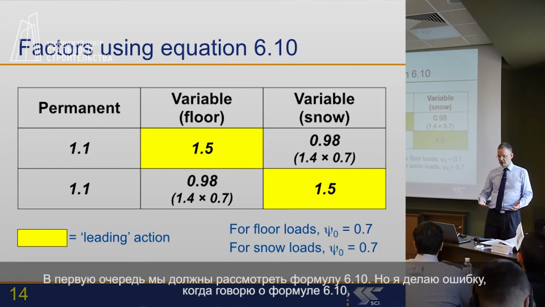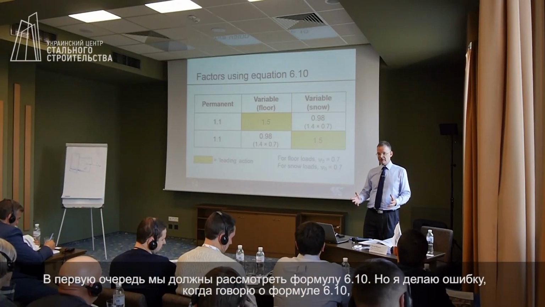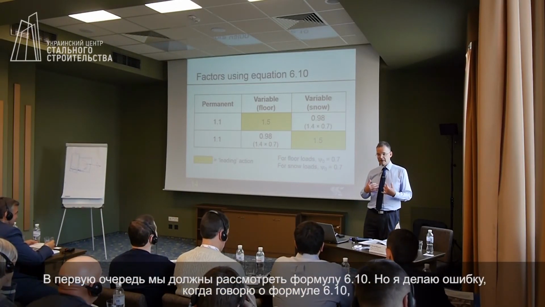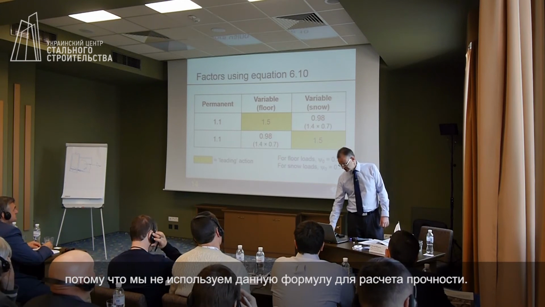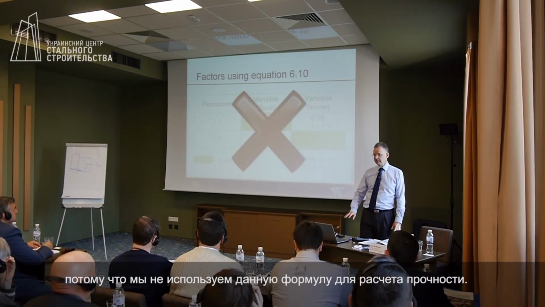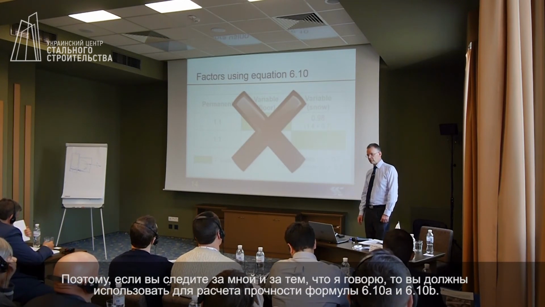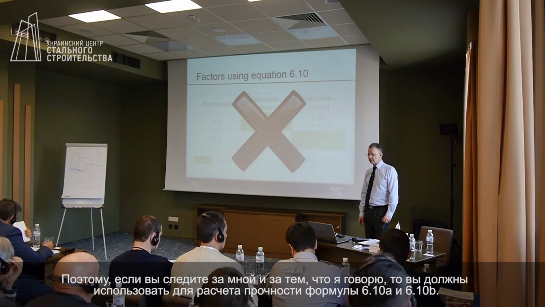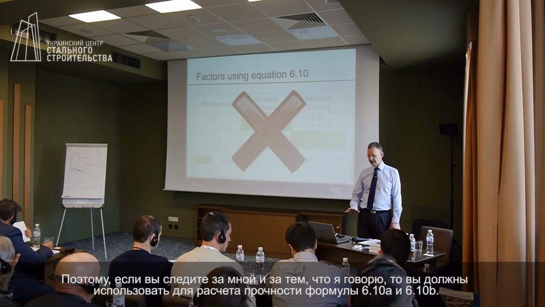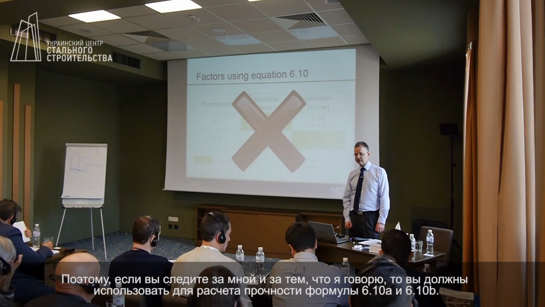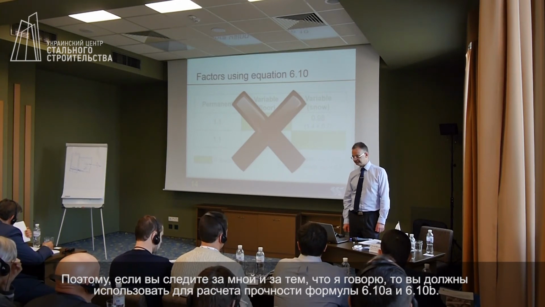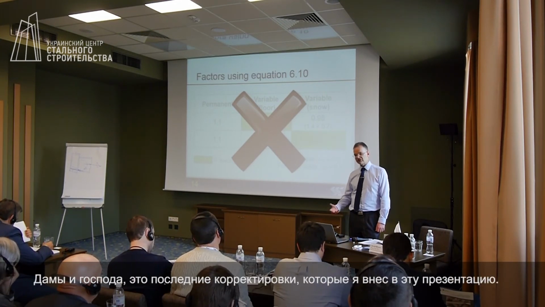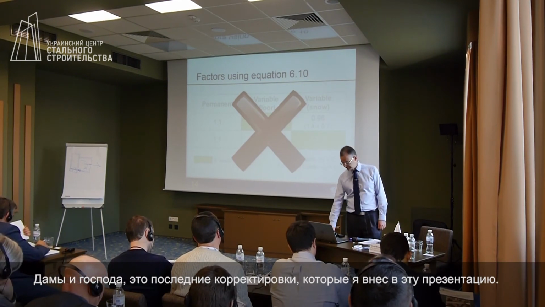First of all, we might be interested in 610, but of course we're making a mistake. I am making a mistake because we cannot use 610 for strength. So if you are with me in the notes, you ought to make a note that you cannot use 610 for strength, you must use 610A and 610B. I think that's the last change in the notes, ladies and gentlemen.